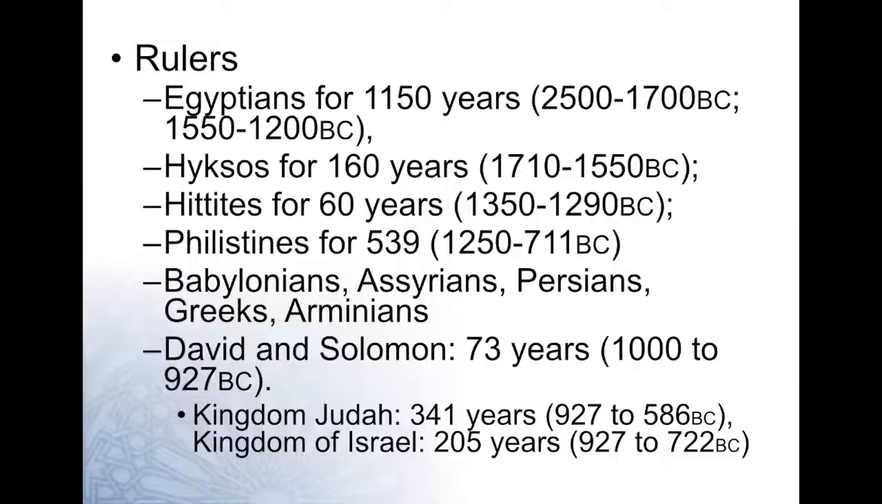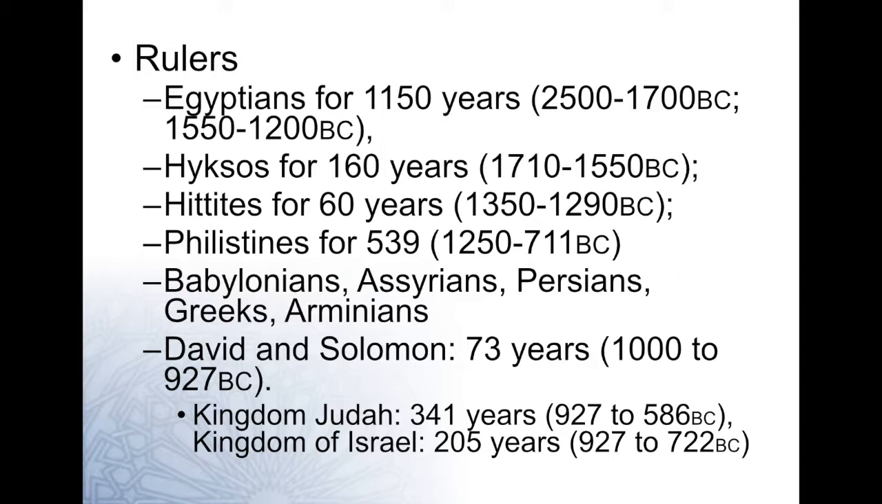So the only references we really have are the Bible and the Quran for the existence of the kingdom of David and Solomon. And collectively, this kingdom, the kingdom of David and Solomon, lasted for 73 years, from 1000 to 927 BC. That's it. 73 years. At the fall of the kingdom of Solomon, we have the kingdom of Judah lasting for 341 years, and the kingdom of Israel lasting for 205 years.